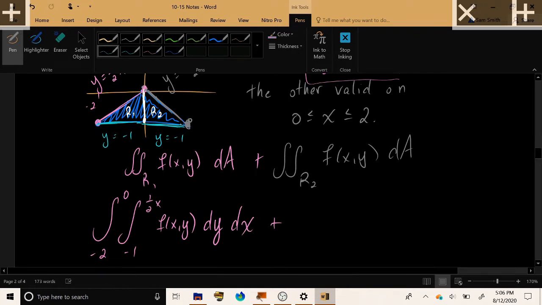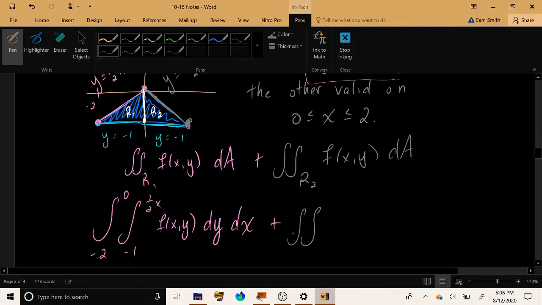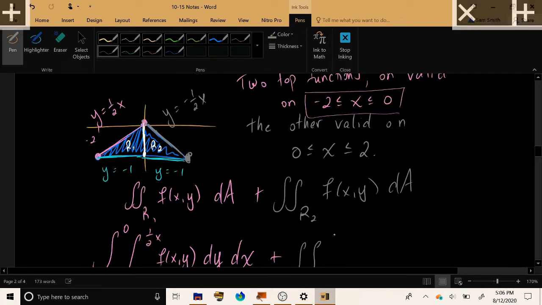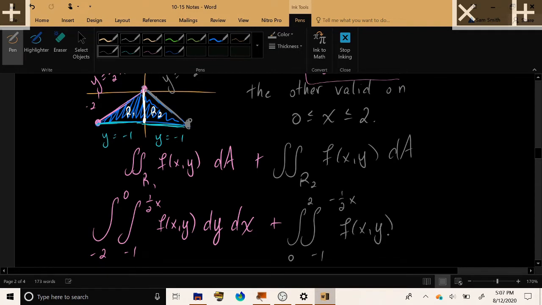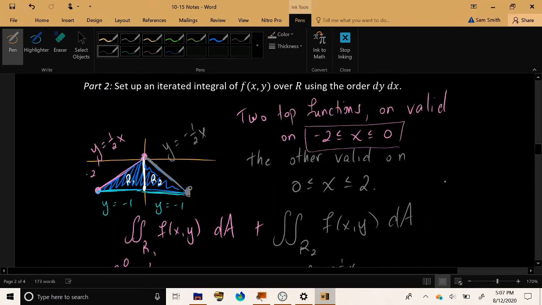Now for the second half of the triangle, the one after the corner, we have a lower y limit of y equals -1 and an upper y limit of y equals -1/2. And this region is valid for the x-coordinates going between 0 and +2. X goes from 0 to +2. And this would be with the limits of integration in the order dy dx as specified.